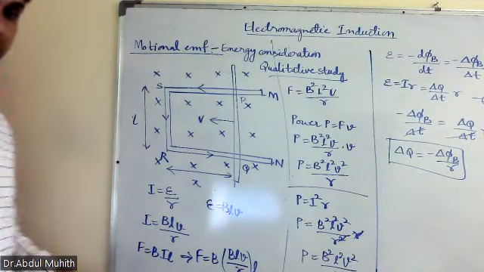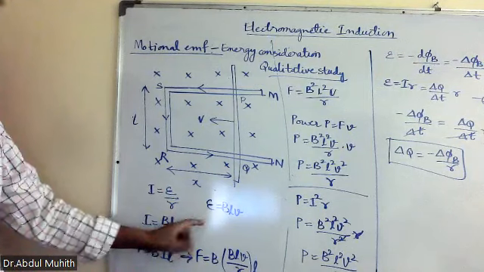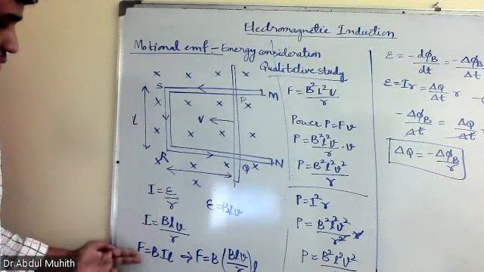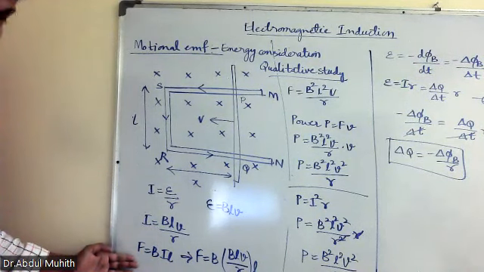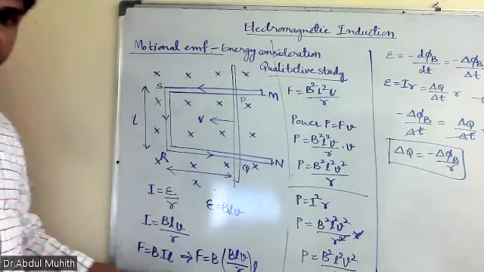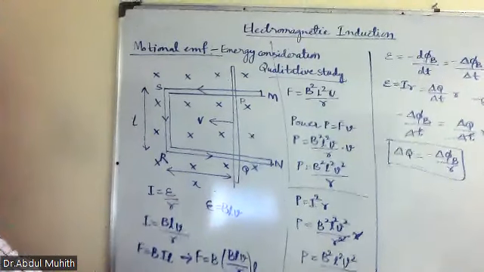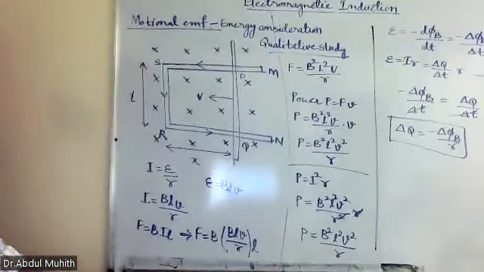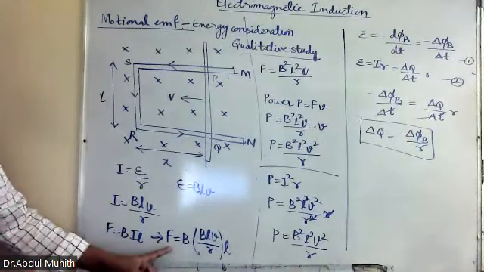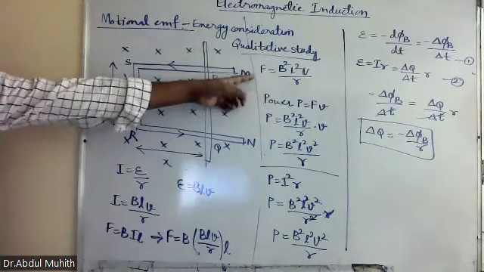Once again, we have current I = E/R. What is E? E is the induced EMF, so E = BLV. Now I = BLV/R. Then F = BIL sin θ. We already know the force on the current carrying conductor is F = BIL. Substituting, we get F = B × (BLV/R) × L. If you multiply it, you will get this one.